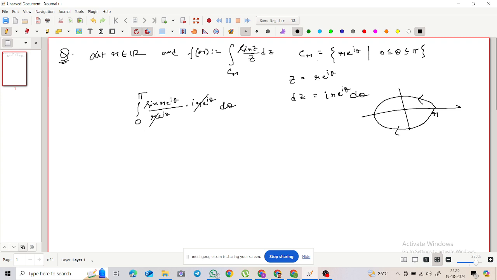If we cancel it out, what do we get? The integral from 0 to pi of sin(r e to the power i theta) d theta, with an i remaining. The fact is that it is sin gamma(t) times gamma prime(t). But how should we integrate this thing?